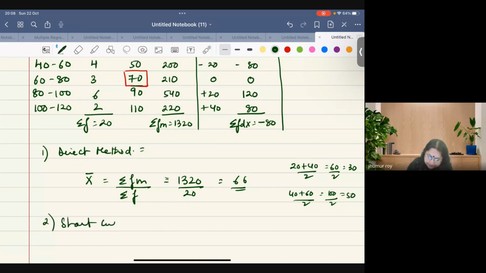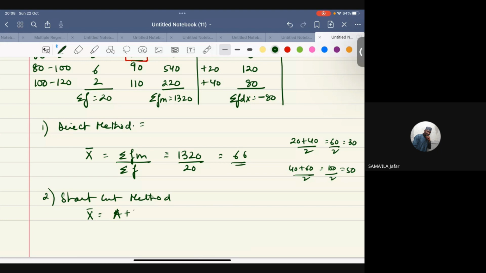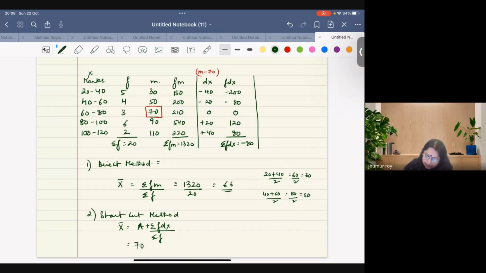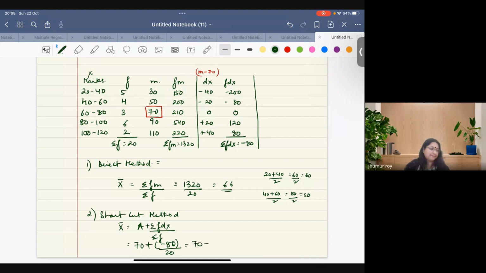We come to the second, that is your shortcut method. So what do we write? X bar is equal to A plus sigma FDX upon sigma F. What is the assumed mean that we have taken? 70. So 70 plus minus 80 upon 20. So it will be 70 minus 4, that is equal to 66. So the second method has also given you the same answer. I want to do all these three methods on the same page so that you all can see. So the third method here will be the step deviation method.